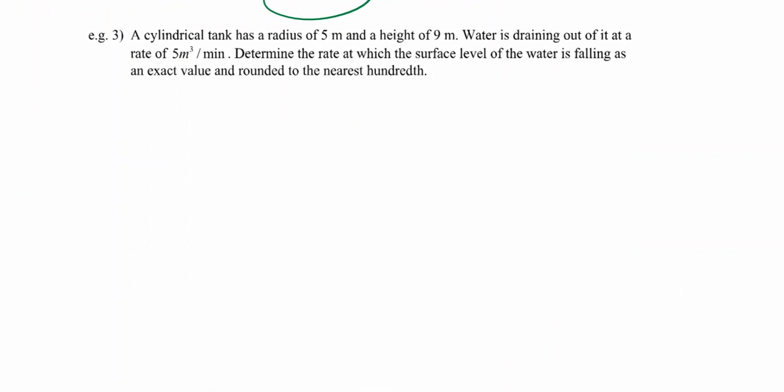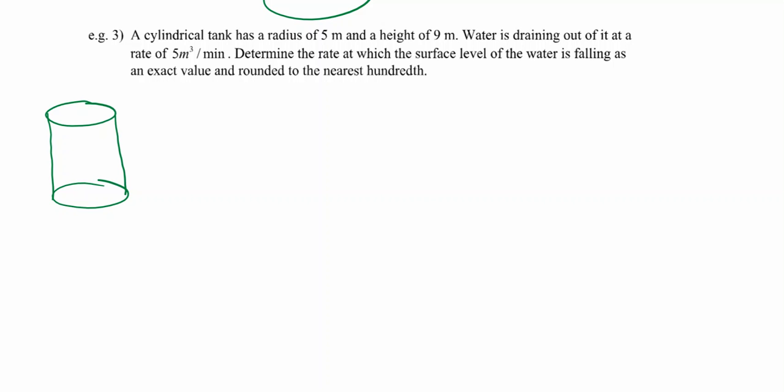So we have a cylindrical tank, has a radius of 5 meters and a height of 9 meters. Water is draining out of it at a rate of 5 meters cubed per minute. Determine the rate at which the surface level of the water is falling as an exact value and then as a rounded value to the nearest hundredth. So pretty much always we want to make a little sketch. So let's make a cylinder, which is just two ovals and then connect the sides.